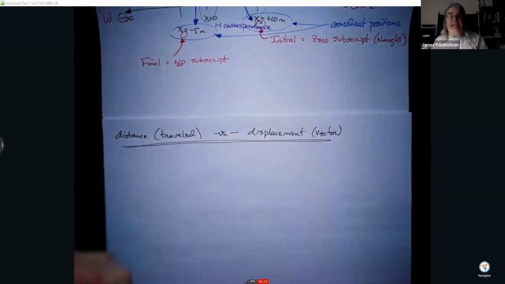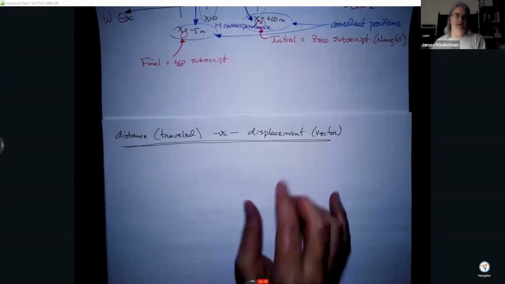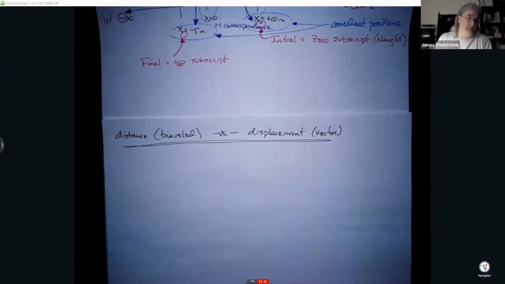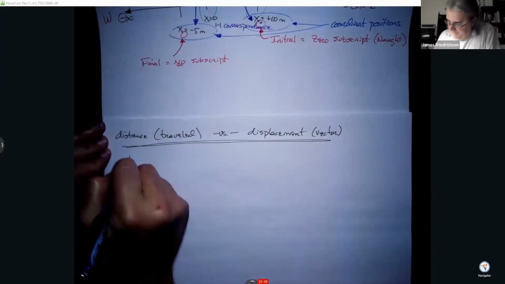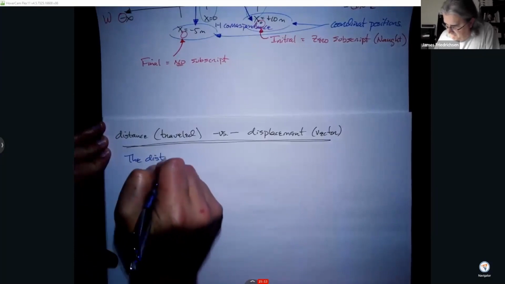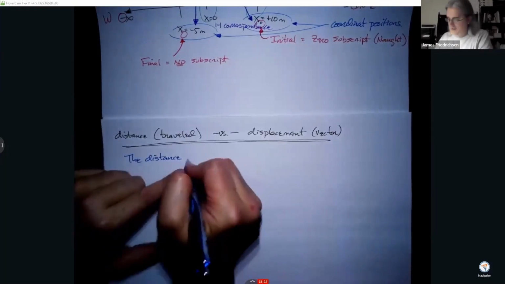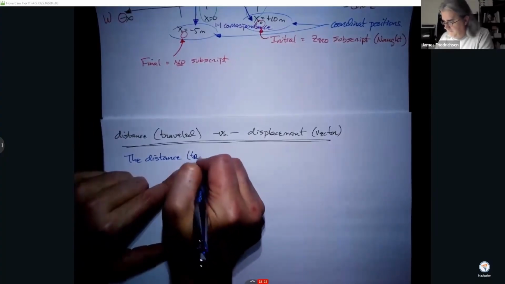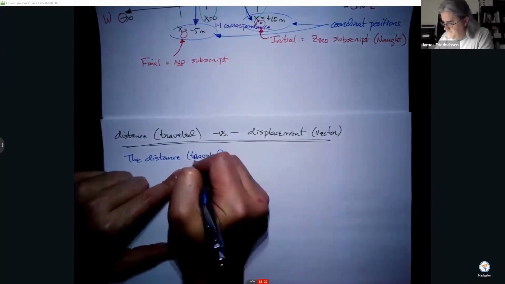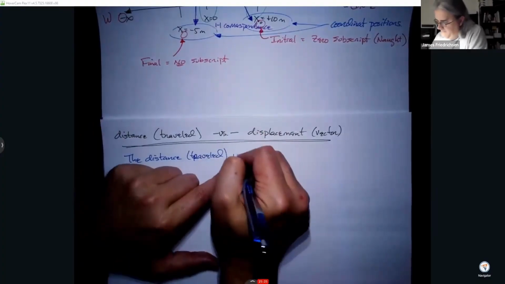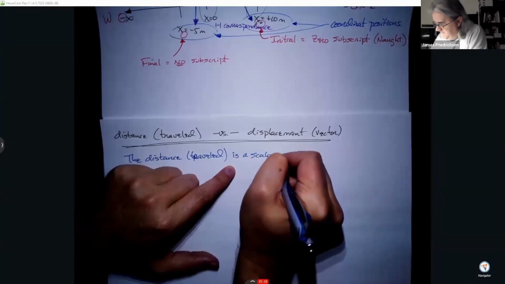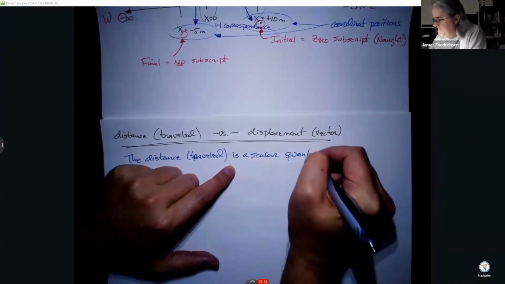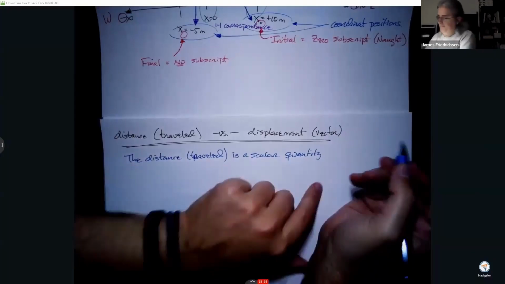Now what I want to talk about is the distance, or the distance traveled, versus the displacement, or sometimes they'll be more explicit and say it's the displacement vector. Either way, the distance traveled is again a scalar quantity. So either the distance or the distance traveled, it's a scalar quantity.